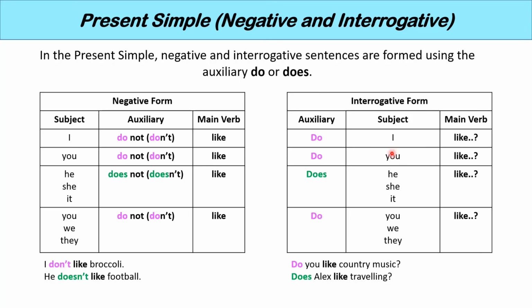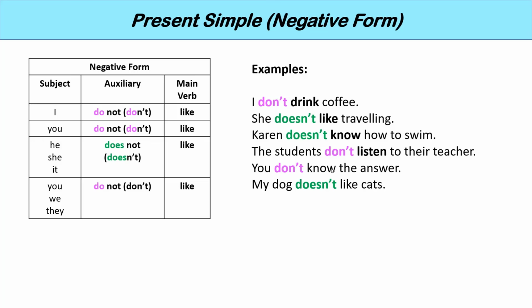Do I like? Do you like? Does he like? Does she like? Does it like? Do you? Do we? Do they like? Again, we only use the auxiliary does for he, she, and it. All the other pronouns we use do. For example, do you like country music? Does Alex like traveling?